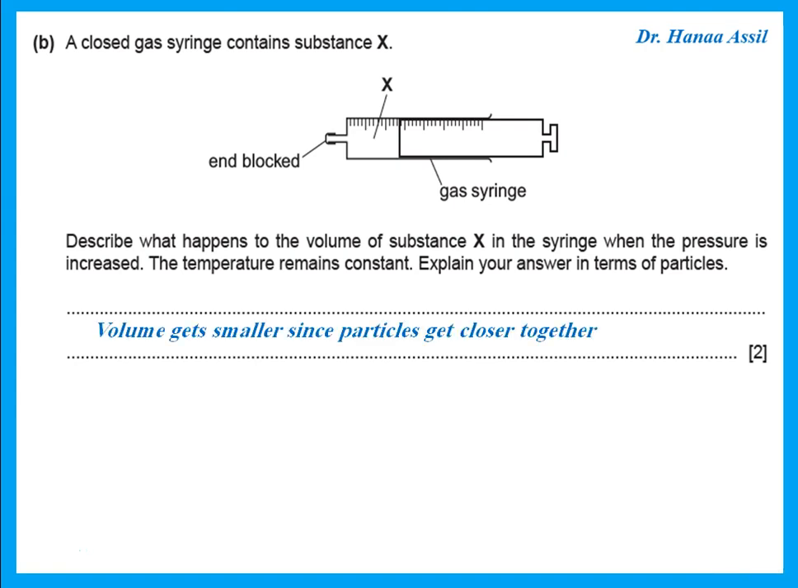When we increase the pressure, the volume gets smaller because the particles get closer together. And remember, we said we can do that only for gases, because for solids and liquids the particles are already close together, so I cannot push them further closer together. But with gases, because the particles are originally far apart, when we increase the pressure they come nearer to each other and the volume gets small.